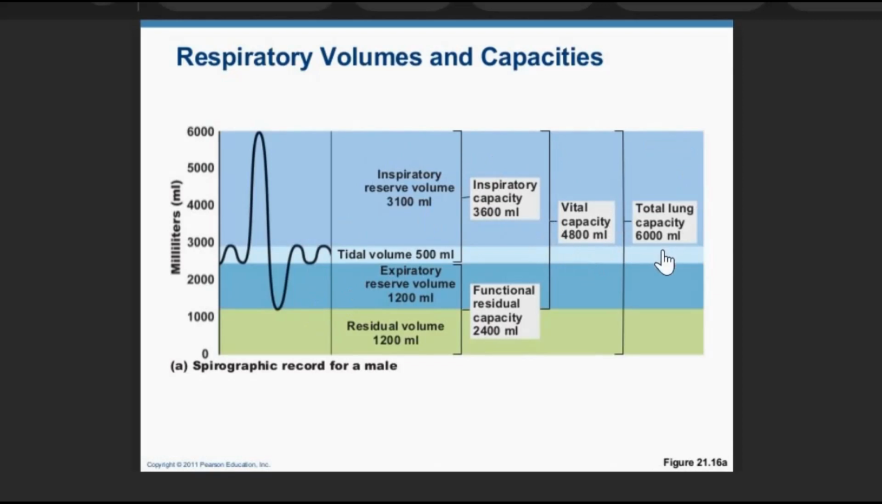Now the total lung capacity is the maximum amount of air the lungs can accommodate. It includes inspiratory reserve volume plus tidal volume plus expiratory reserve volume plus residual volume. And it is around 6 liters in males and 4.2 liters in females.